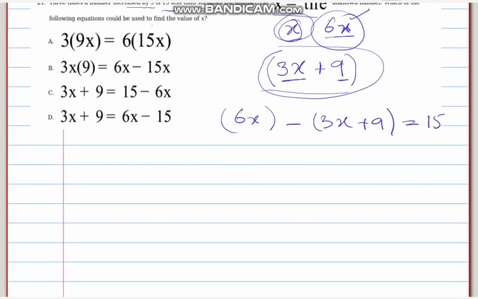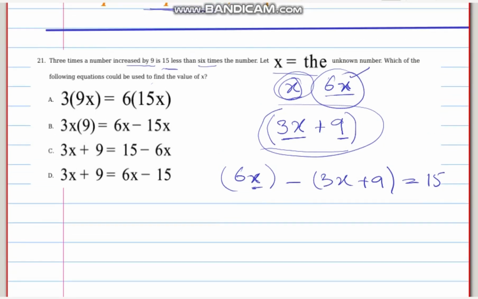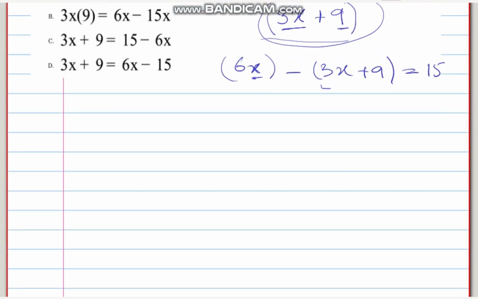6 times a number. I multiplied the number, which is x, with 6, and I multiplied the number with 3 and added 9. So 6 times a number. 15 less than the 6 times. This explains that this number is 15 less than the 6 times. Let me write what this is basically telling.